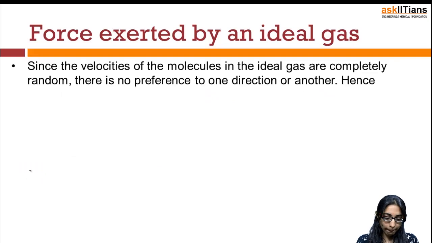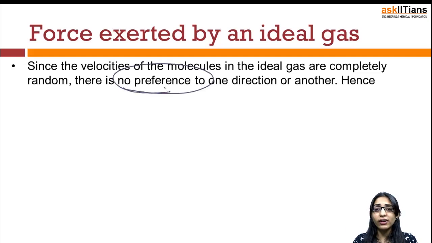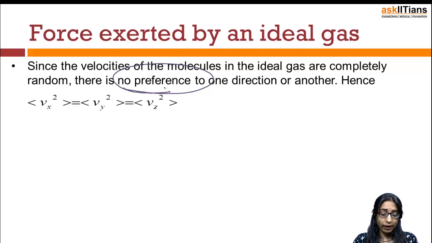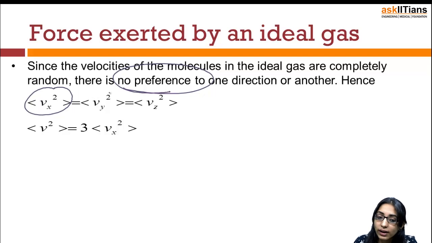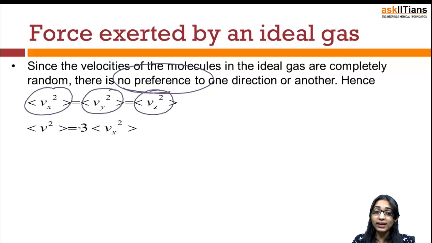Now, since the velocities of the molecules in the ideal gas are completely random, this was one of the postulates I told you in the beginning of the lecture, that all the molecules are randomly moving. Randomly moving means some will be moving in the x direction, some in y and some in the z direction. So I can say there is no preference to any one direction. X is the same for me, y is the same for me, and z is also of equal importance. Hence, I will say that the average of the square of velocity in the x direction will be the same as in the y direction and the same as in the z direction.